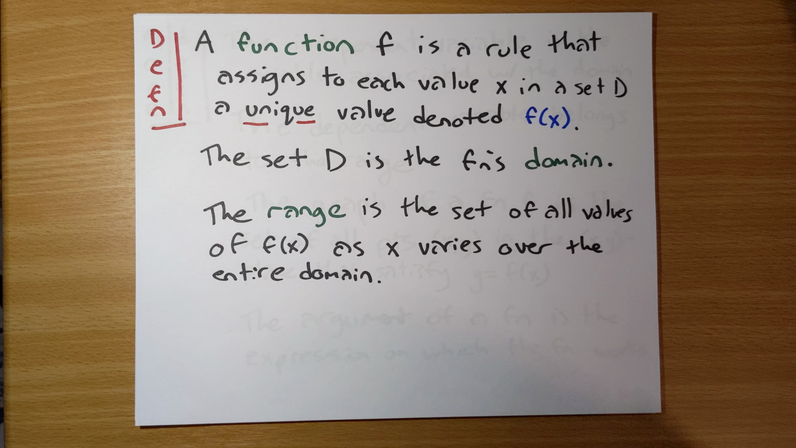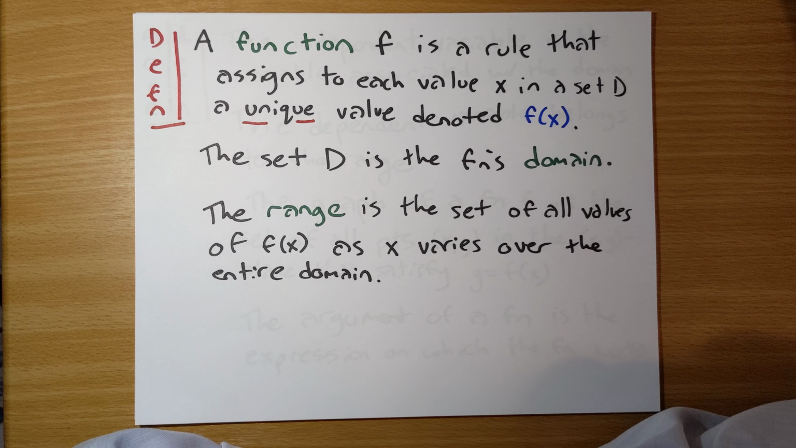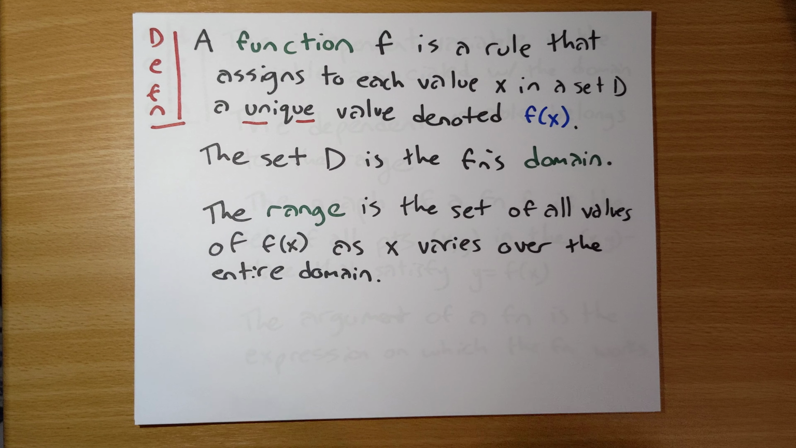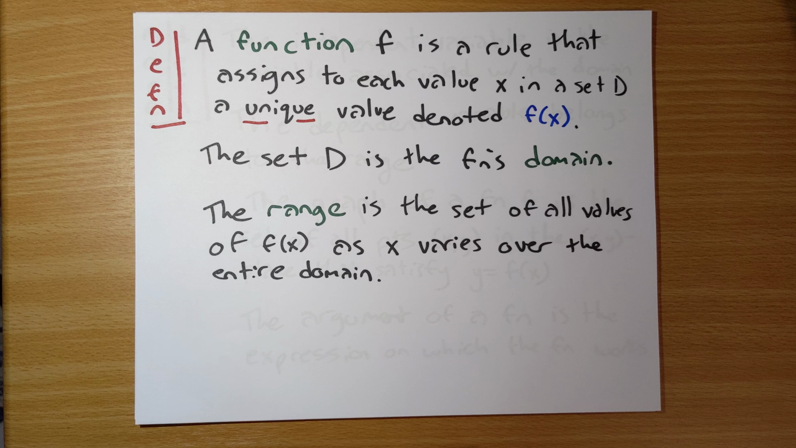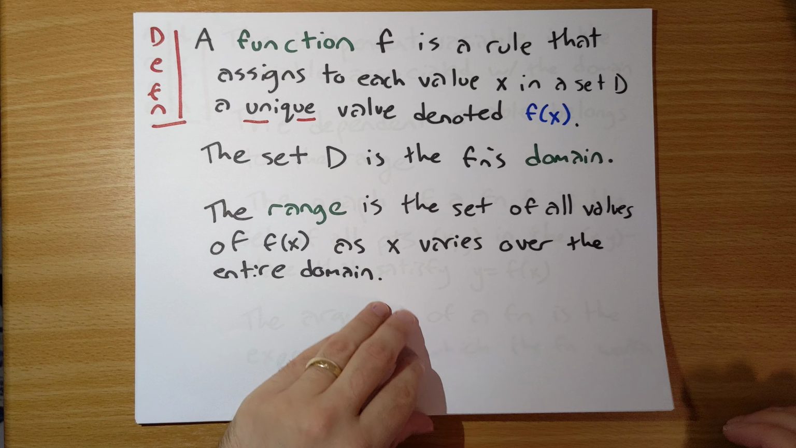A function f is a rule that assigns each value x in some set D a unique value, denoted f of x. The set D is the function's domain. The range is the set of all values of f of x as x varies over the entire domain.